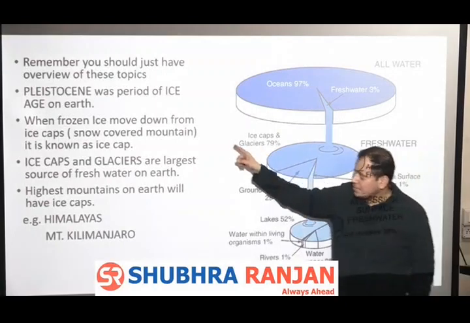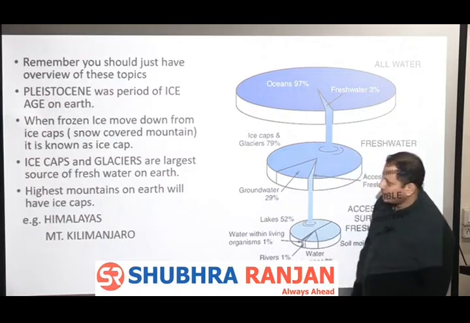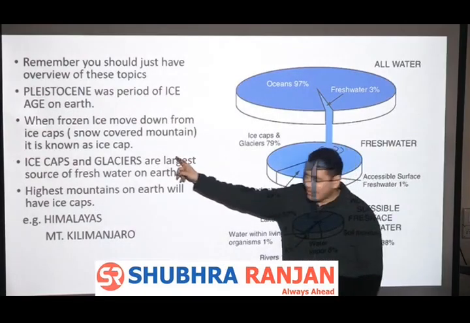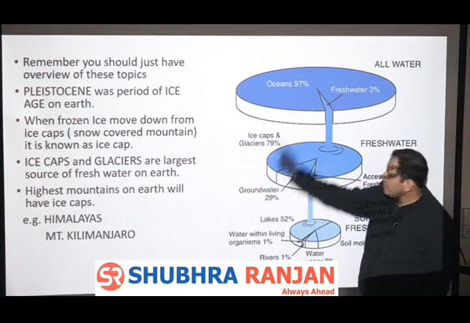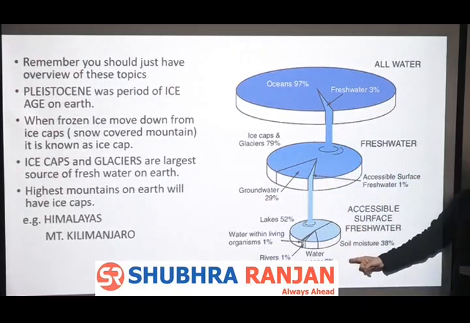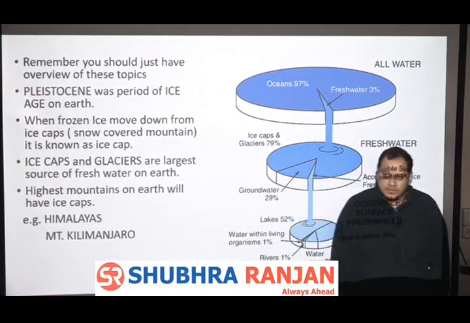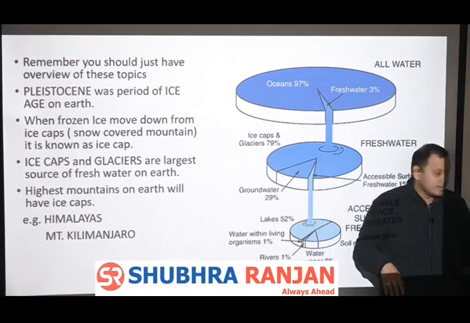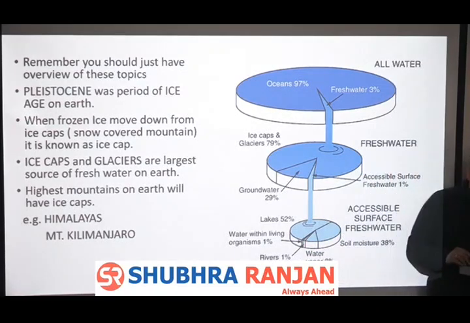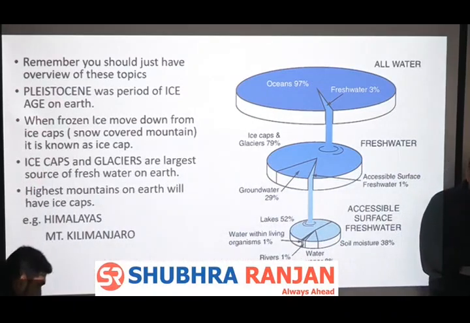When the frozen ice moves down from the ice caps, मतलब snow covered mountain, it is known as a glacier, not as an ice cap. Ice caps and the glaciers are the largest source of fresh water in the world. We have done this already. Fine. Highest mountains on the earth will have ice caps. क्यों? Highest mountains, go to climate, the temperature decreases at the rate of 6.5 degrees Celsius for every kilometer. So can I say due to normal lapse rate, right?